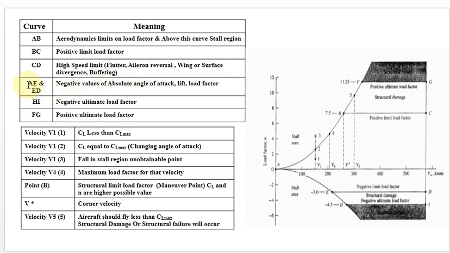Then you come to curves AE and ED, same as in the positive direction: the positive aerodynamic limit factor and limiting load factor. Here it is downward, so it is a negative angle. When CL value is positive, the load is upward, and when CL value is negative, it is in the downward direction, and similarly the negative limit load factor. Then as usual, HI is the negative ultimate load factor and FG the positive ultimate load factor. So these are the curves for the corresponding graph.